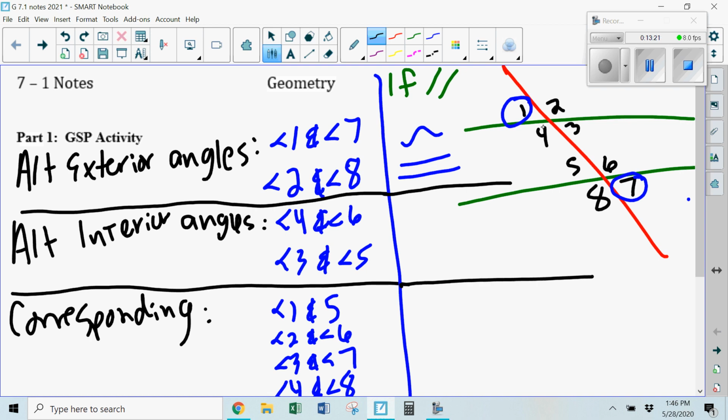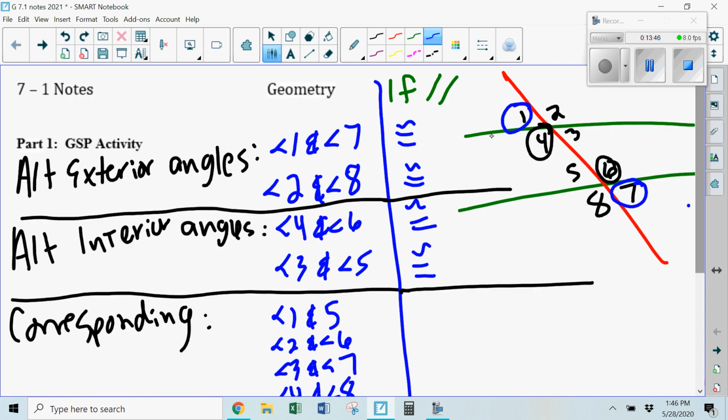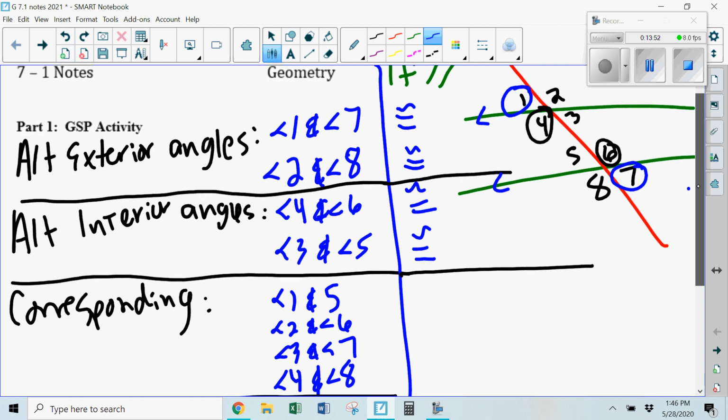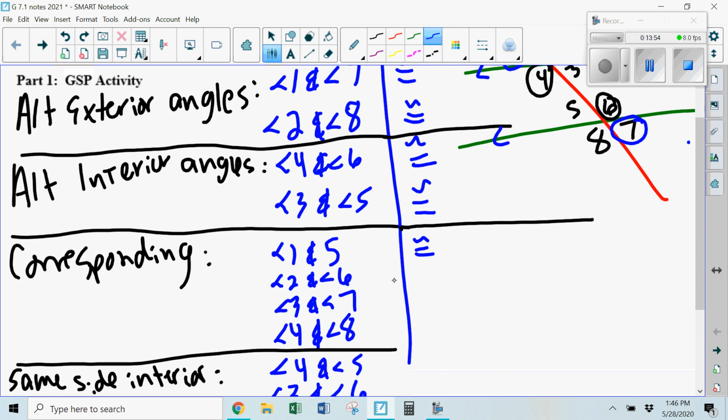Alternate interior, like 4 and 6. If the lines are parallel, those pairs will also be congruent. I can do the same thing up here. You can go back and watch the video if you're not sure what I'm talking about with them being the same number when the lines are parallel. Corresponding angles are also congruent. If I get these green lines to be parallel, this is also the symbol for parallel, little arrows on them. 1 will be congruent to 5, 2 congruent to 6, 3 congruent to 7, 4 congruent to 8, and so on.